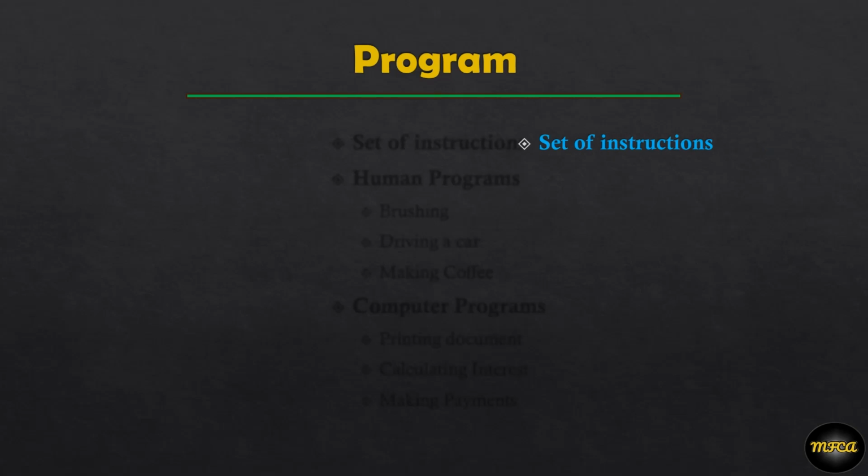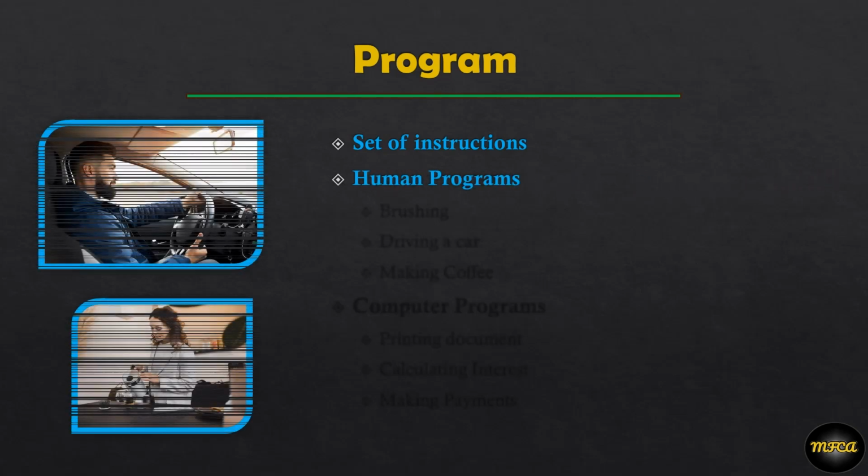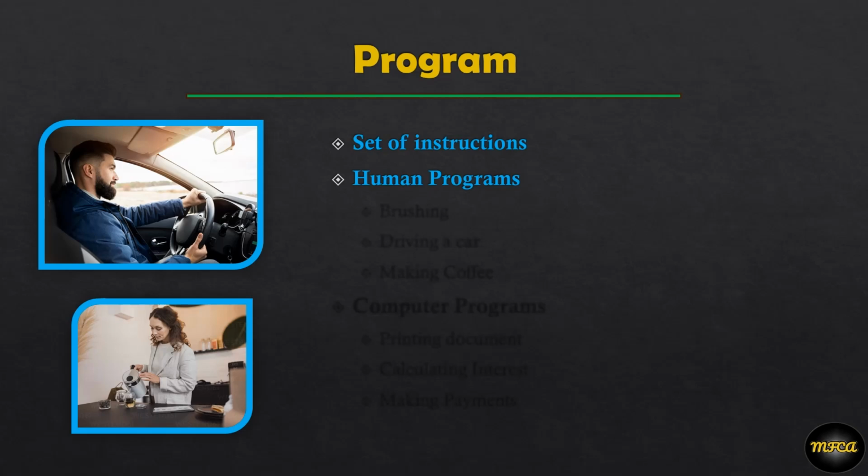So, what is a program in general? A program is simply a set of instructions that need to be followed step by step to accomplish a task. For example, driving a car. We need to get into the car, close the door, insert the key, start the ignition, press the clutch, put on first gear to move, right? That is a program.